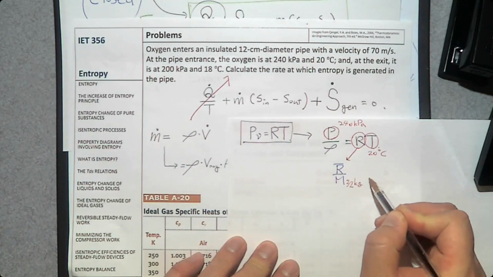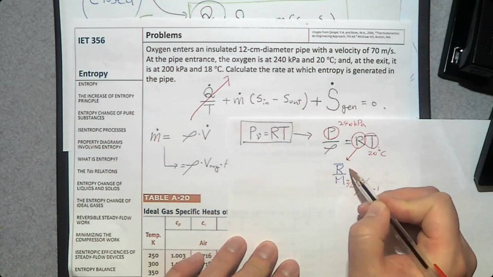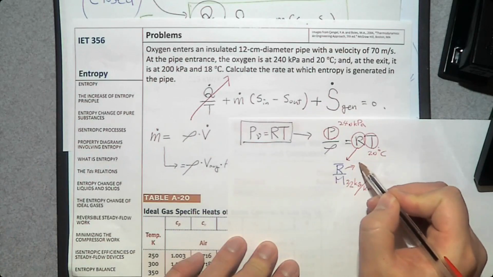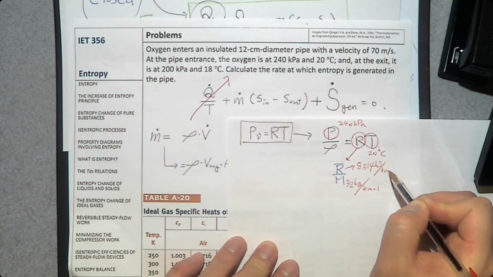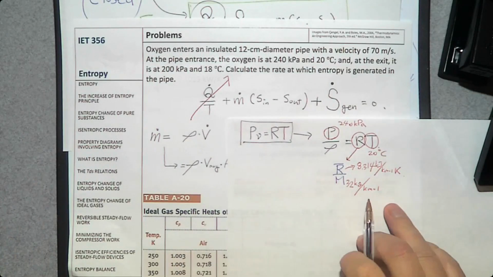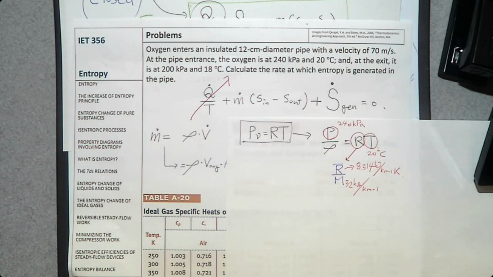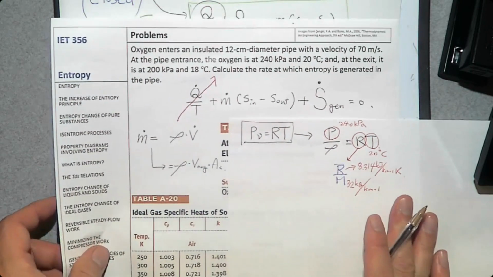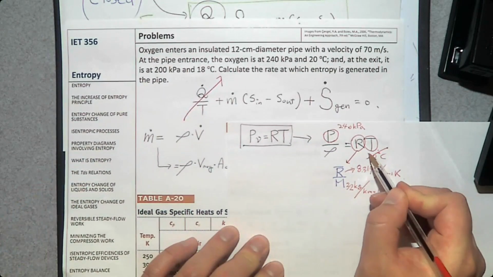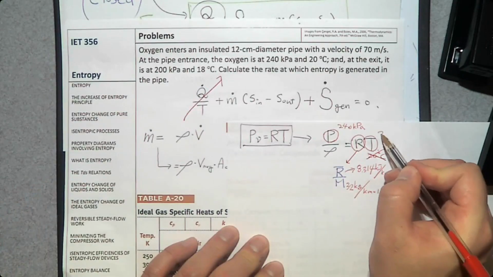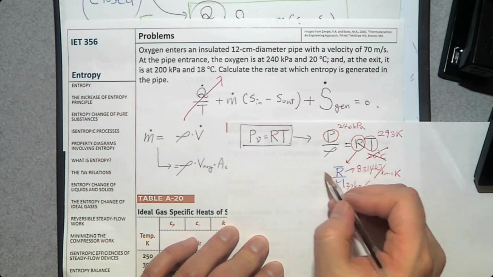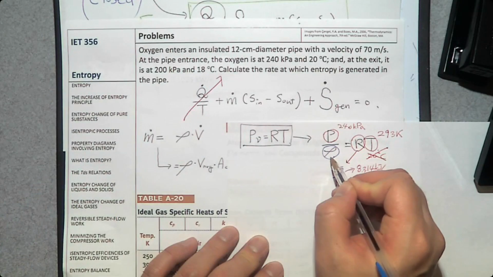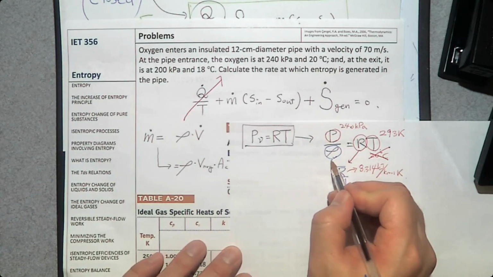What is the universal gas constant? You need to memorize it: 8.314 kilojoule per kilomole Kelvin. So we have everything. Can you determine the density? No, you can't, because you need to use Kelvin, not 20 degrees Celsius: 293 Kelvin. Then you get the density. When you get the density, this density goes here.